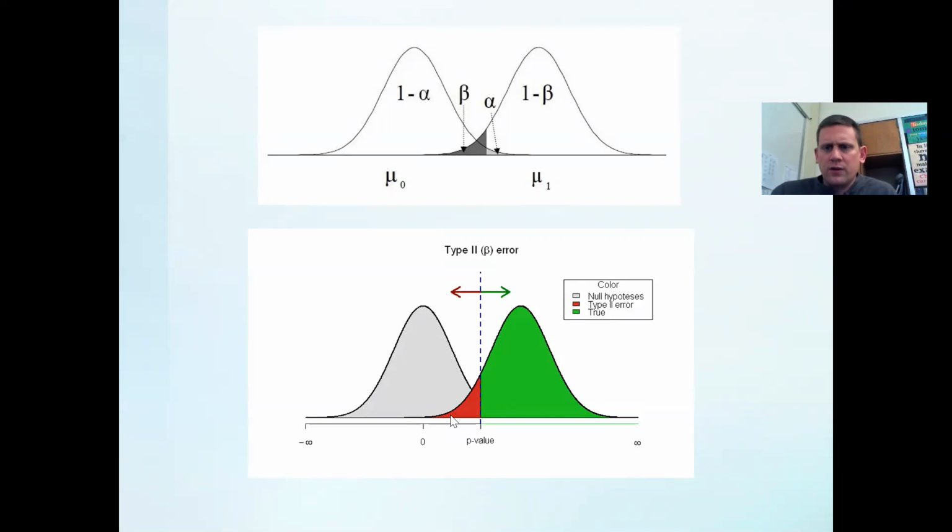Okay, just one other thing. I just want to make sure we're good on this. Again, what is type 2 error? It's when you fail to reject the null, but you should have. So you stayed, if you want to think of it this way, in the gray, and you should have gone in the green. And that's the red. That's really where the red happens. That's kind of that concept.